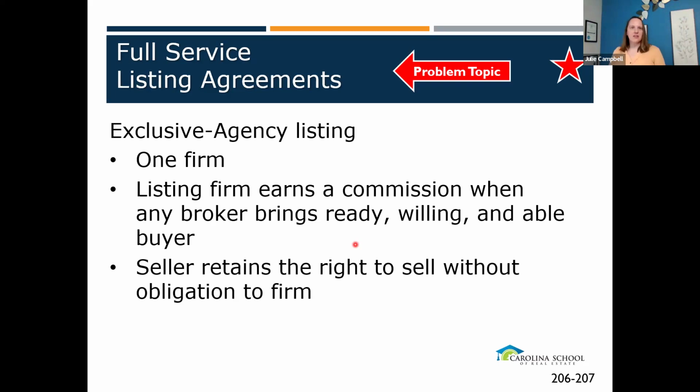Think about how tricky this can get. Let's say you list something today and you put your sign in their front yard today. The seller's out this weekend mowing their yard and a buyer stops and says, hey, you got your house for sale? I think both parties have a good argument about who procured that buyer, right? Was it the seller's marketing or the agent's marketing, or the seller out there mowing? So this seller retaining the right to sell without obligation to the firm can get very tricky.